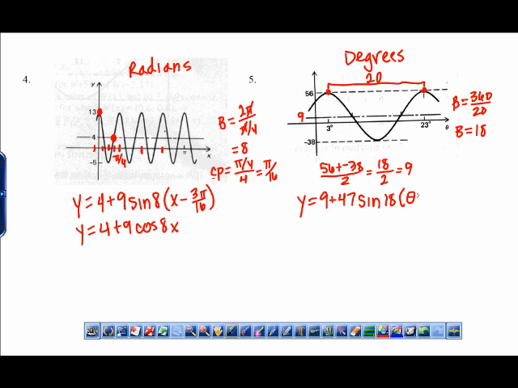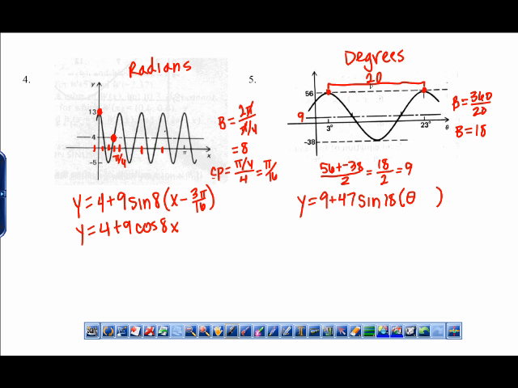And then make sure you're using theta when you're dealing with degrees. And once again, with sine, it's kind of difficult to find this one. I'm going to let you try to do this one on your own. Okay, pause the video and keep trying if you need more time.